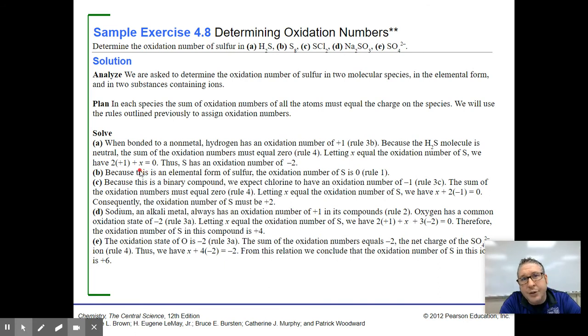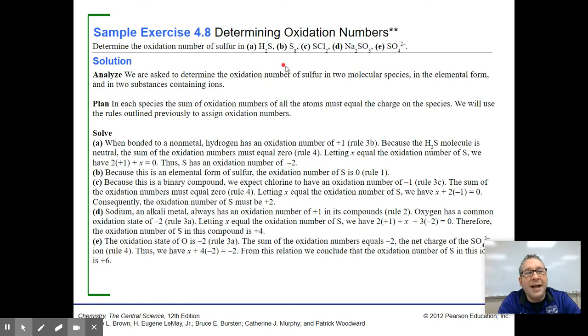And we set it equal to 0 since, again, it is neutral. All the oxidation numbers have to add up to 0. So I multiplied 2 times +1, then I have plus X equals 0. I rearrange this to solve for X, and I find that X, or sulfur in this case, has an oxidation number of -2. And that's your answer.